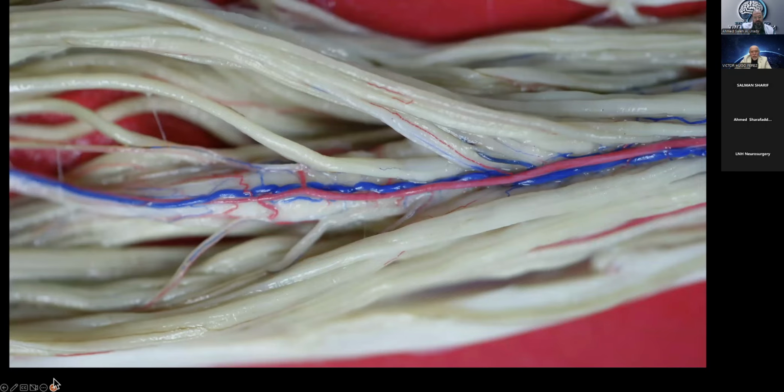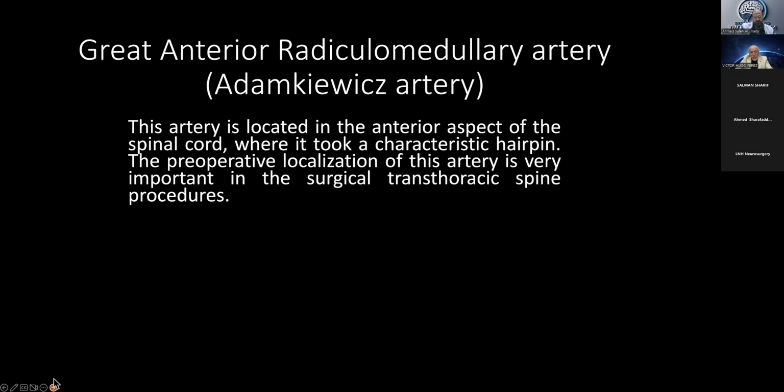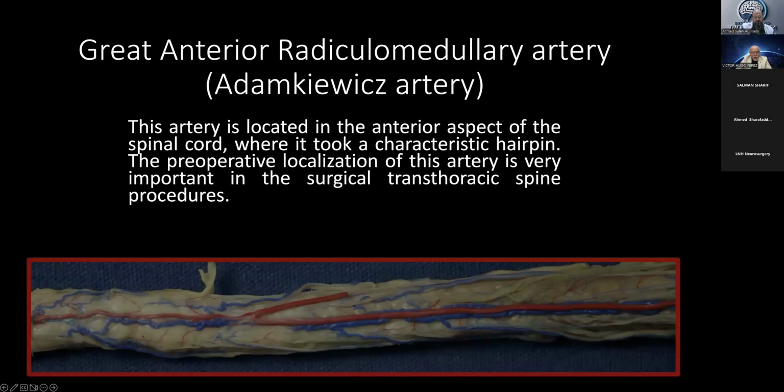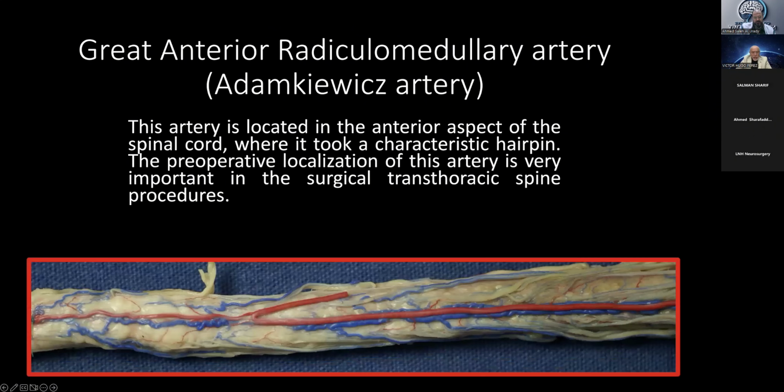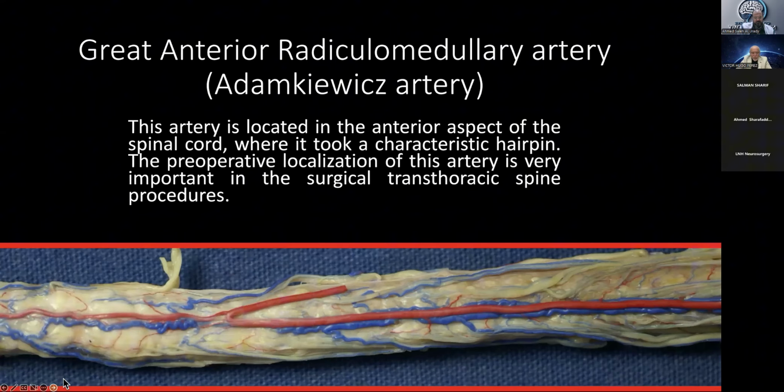So this anterior radiculomedullary artery is in the anterior aspect of the spinal cord. It takes a characteristic hairpin form. The preoperative localization of this artery is very important in some surgical transthoracic spine procedures, and also in neurosurgical approaches to the posterior spinal cord. Here we have the characteristic form of this Adamkiewicz artery, like a hairpin.